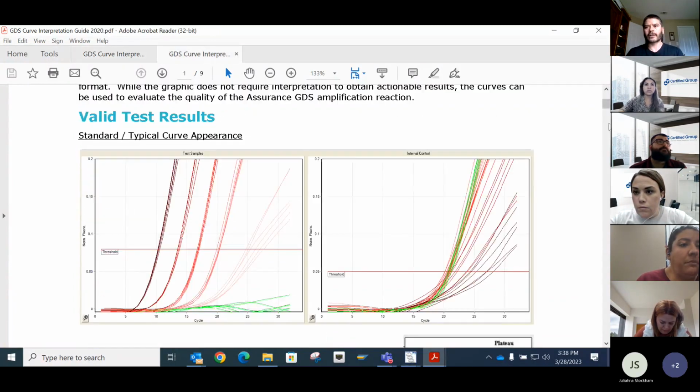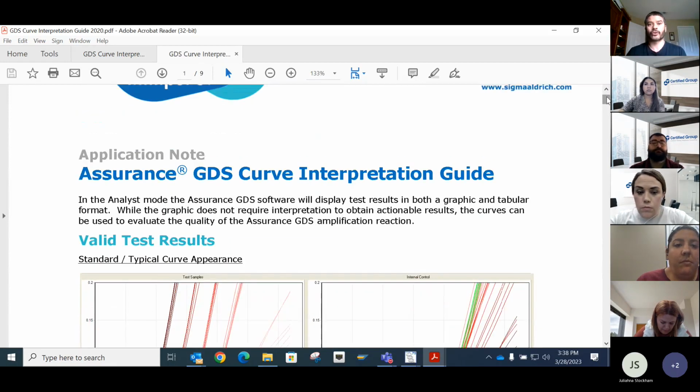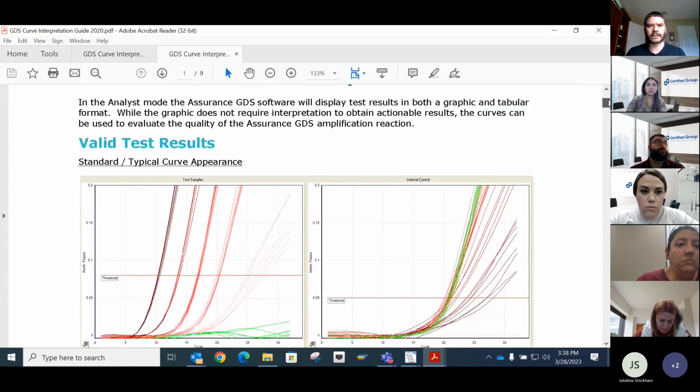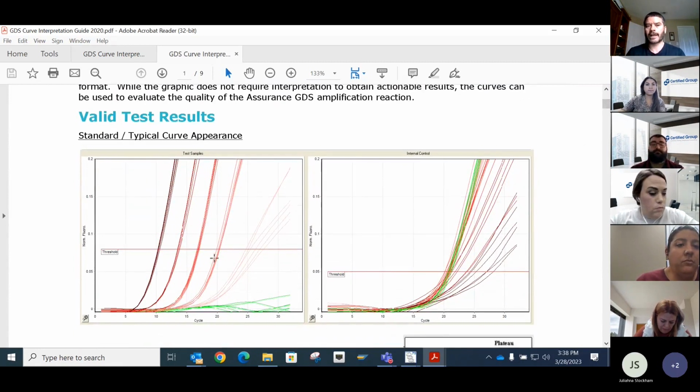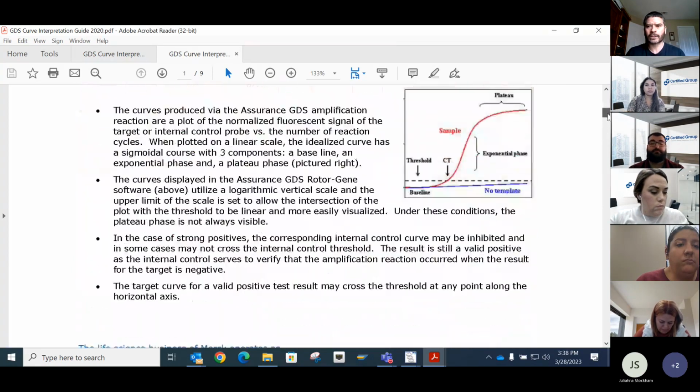Let me actually go back one step before I start there. This is the true interpretation guide. This goes through a lot of different examples with explanations, from strong positives all the way to weak positives. But what I really wanted to go over here was this graph. This is pretty much a PCR graph that you'll see in any textbook on DNA amplification and real-time detection. So basically, the instrument starts, and amplification will start.